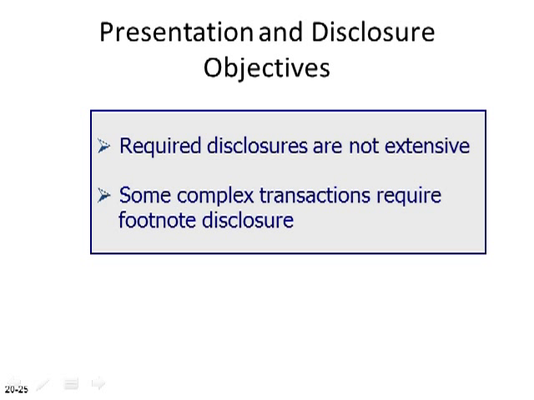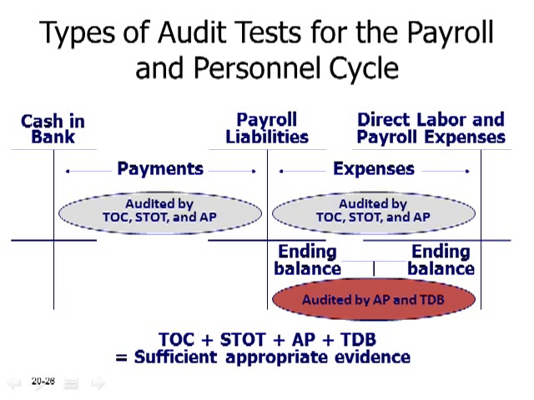Then we also look at what is required for presentation and disclosure in the footnotes. We note that with respect to this business function, the required disclosures are not really extensive, except to the extent that there are some complex transactions that may require footnote disclosure. And here we look at the various different types of audit tests for the payroll and personnel cycle, and how these tests impact the various accounts that we talked about earlier.